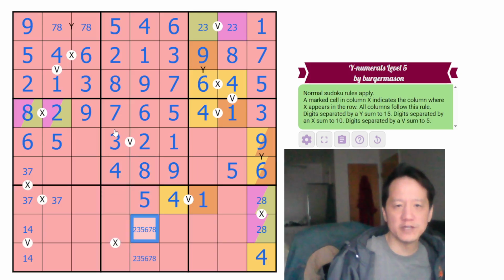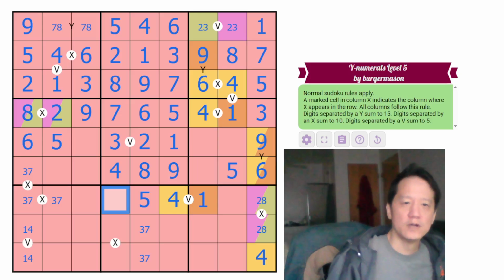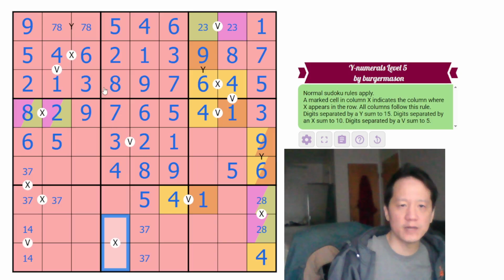The remaining digits here are 3 and 8. Or no, not 3 and 8, 3 and 7. So 3 and 7 here. These two digits must add up to 10, and it cannot be 2, 8, 3, 7, or 4, 6, because those are all taken in one way or another, so this must be 1, 9.